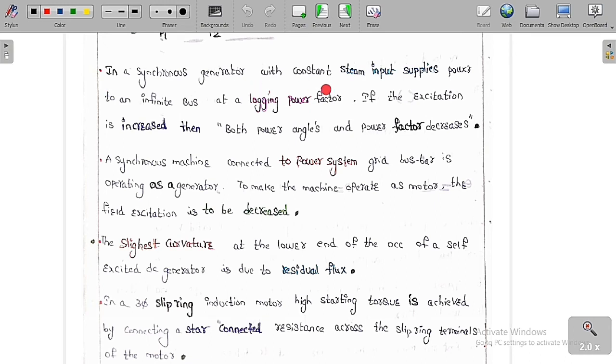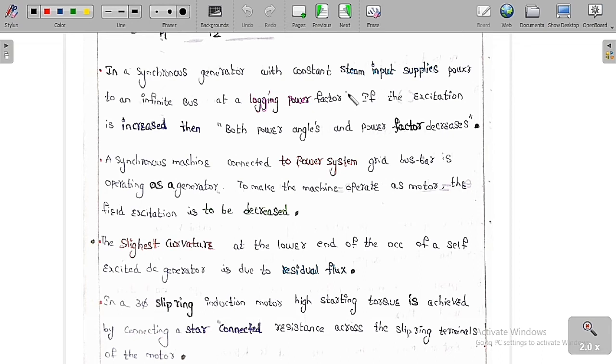In a synchronous generator with constant steam input supplying power to an infinite bus at a lagging power factor, the output power is also constant, so P is equal to constant. Lagging power factor means the current IA lags the terminal voltage V. If the excitation is increased, then both the power angle and the power factor decrease. The power angle is also called the torque angle, delta. I will explain this in a very detailed manner.